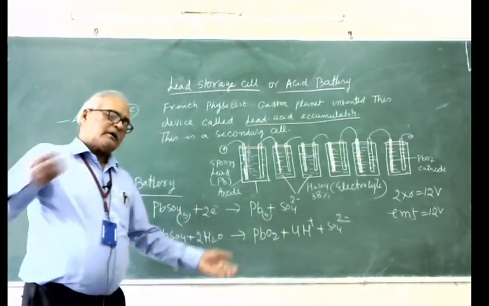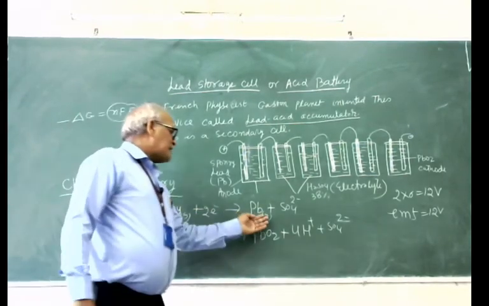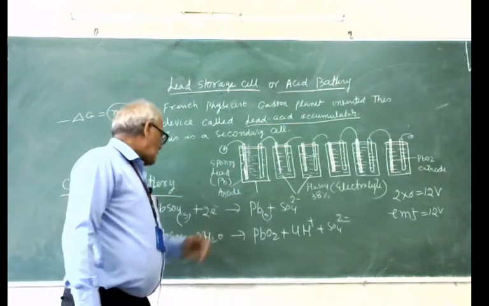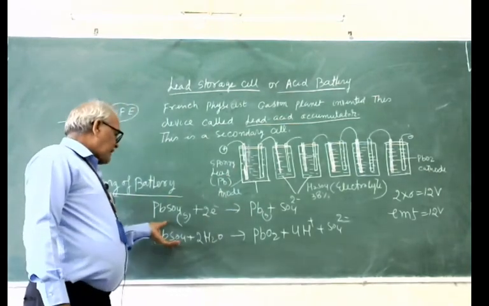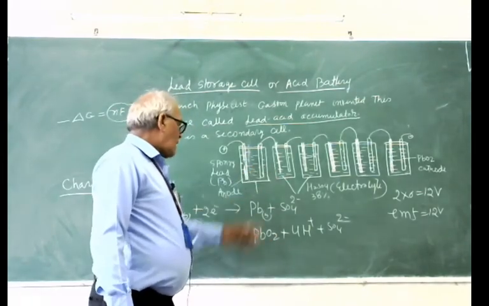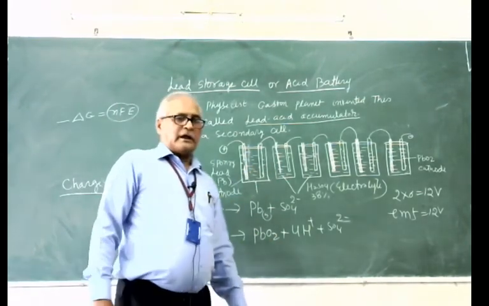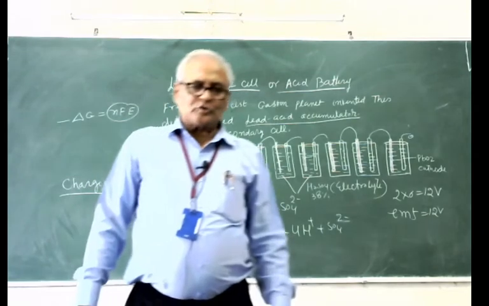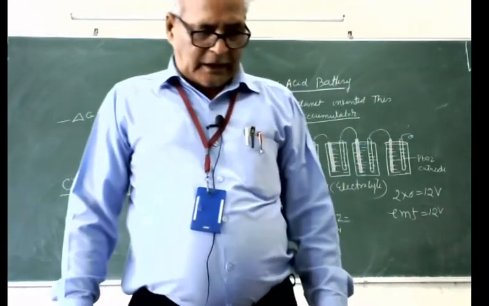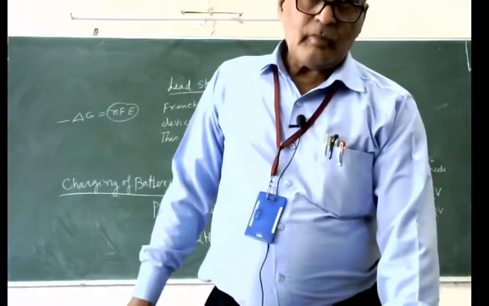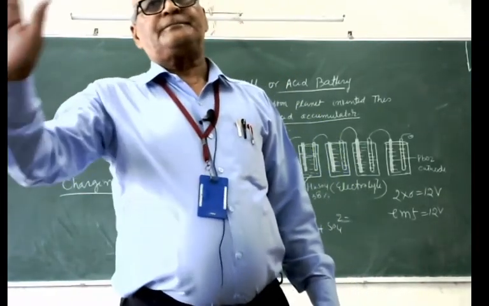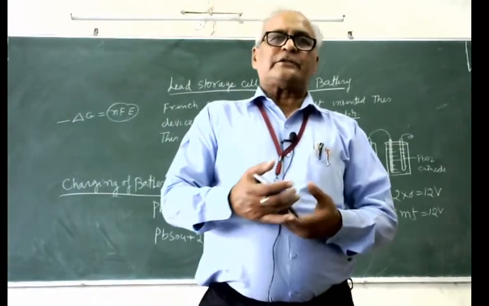You can say reverse reaction. So you will get lead. So again this electrode becomes lead. Lead sulfate is changed into lead oxide. In this way, the whole battery will be charged. So this is all about the functioning of the lead acid battery. This way, you can understand about the lead acid battery.